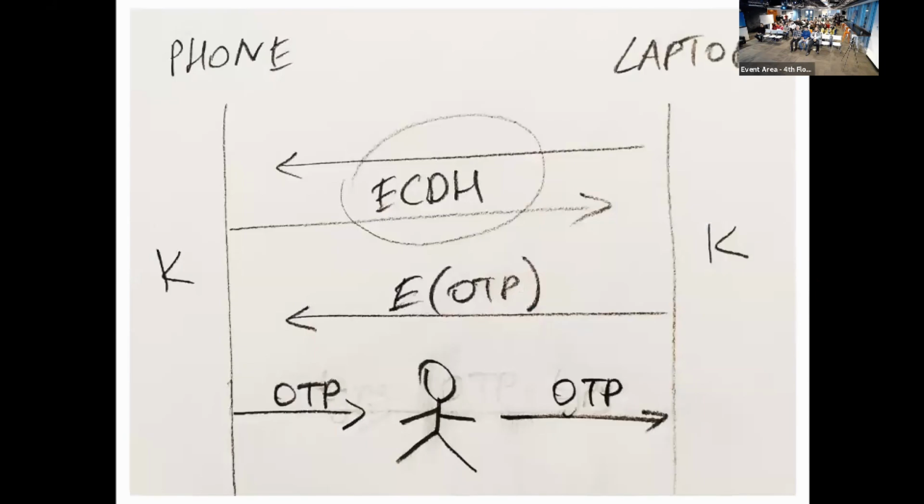All right, so this is the whole protocol. We have this elliptic curve Diffie-Hellman first between the phone and the laptop. After that, both sides can make a symmetric key. Then the laptop is going to encrypt the one-time password with the symmetric key and send it to the phone. The phone is going to display it to the user. The user is going to look at it and type it in.